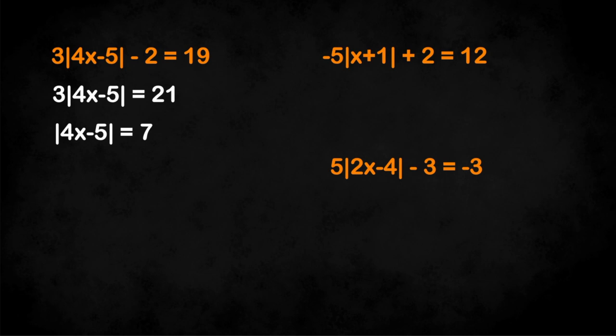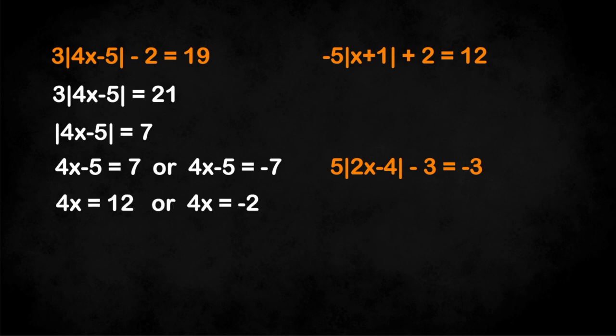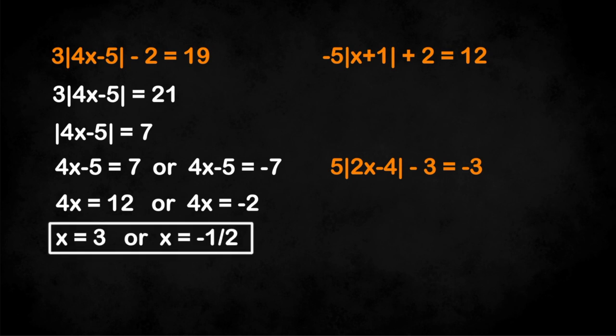Using the rule, we can rewrite this as two equations: 4x minus 5 is equal to 7, and 4x minus 5 is equal to negative 7. Now, we simply solve like a normal linear equation by adding 5 to both sides and then solving for x to get x is equal to 3, or x is equal to negative a half.